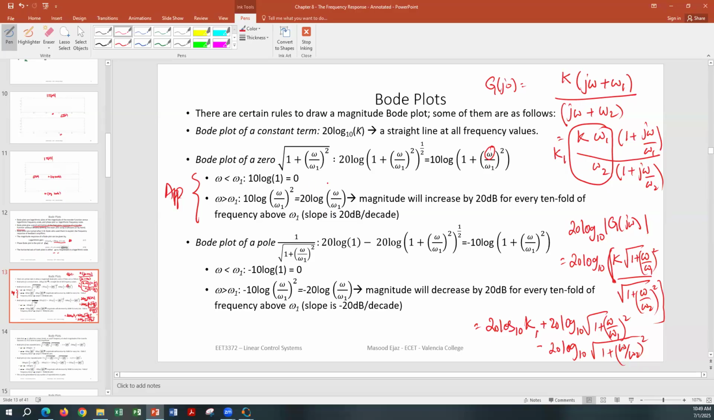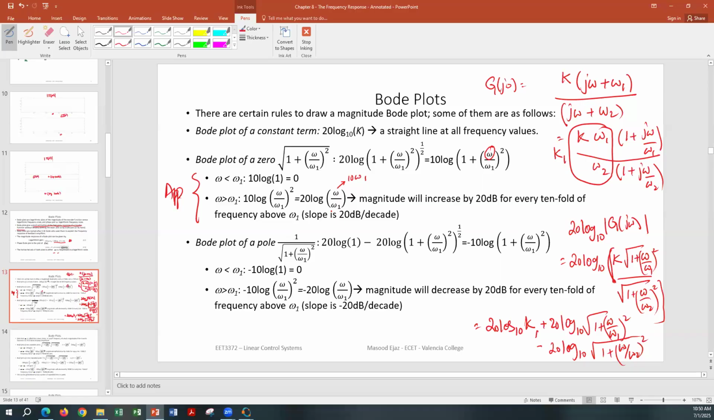20 log of omega over omega 1. Now, how is this going to behave? Observe, when omega is equal to omega 1, this term starts to take place, because when omega is less than omega 1, it is 0 right here. When omega becomes 10 times omega 1, then what's going to happen?